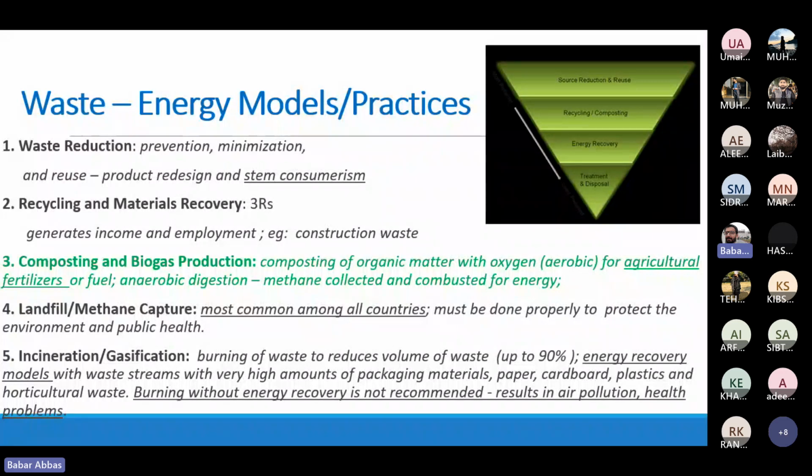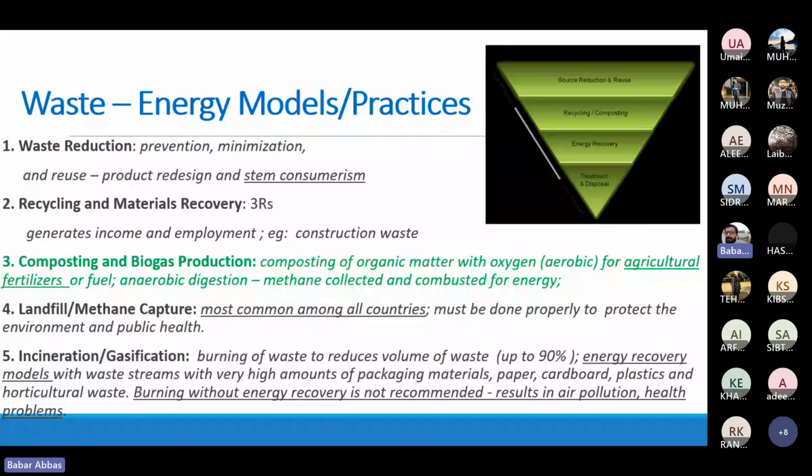Energy recovery models with waste streams with very high amounts of packaging materials, paper, cardboard, plastic, and horticultural waste are the constituents being incinerated. And burning without energy recovery is not recommended.